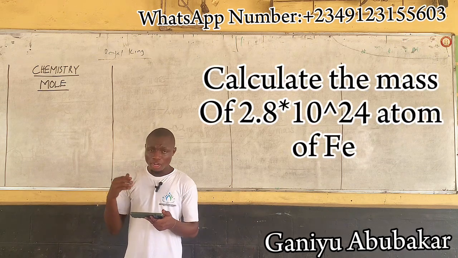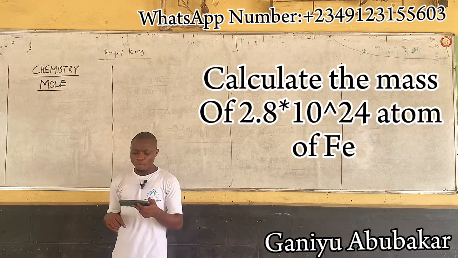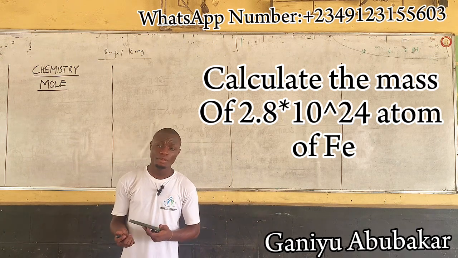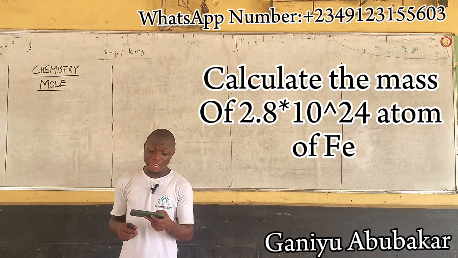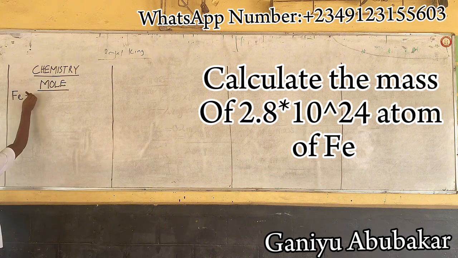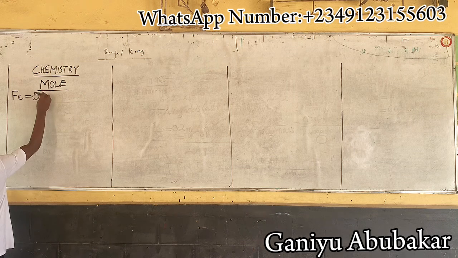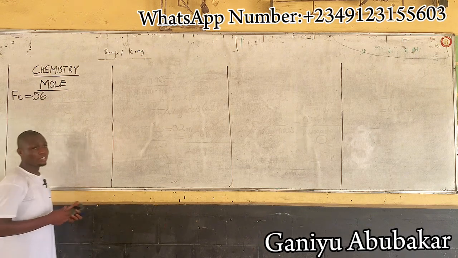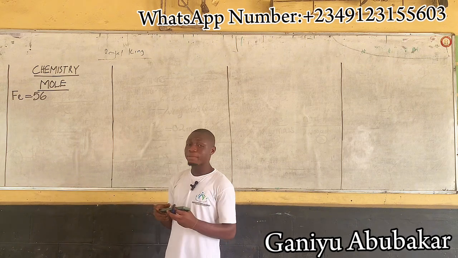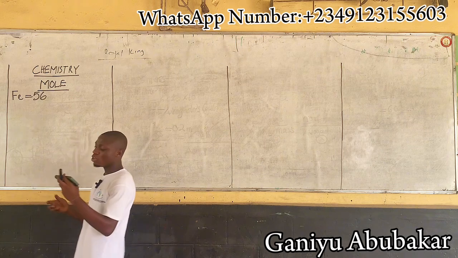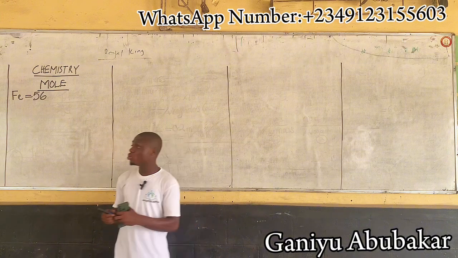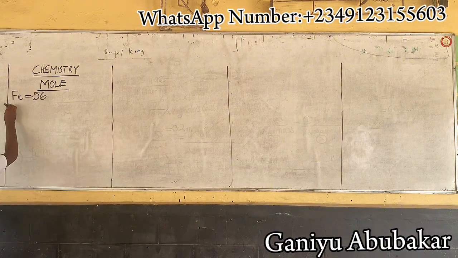It says: calculate the mass of 2.8 times 10 to the power 24 atoms of Fe. By the way, your Fe is just iron, with atomic number 26 and mass number 56. The mass number is 56. So it says calculate the mass. I'm looking for mass in that case of 2.8 times 10 to the power 24 atoms. So I'm given atoms here, that is the number of particles.